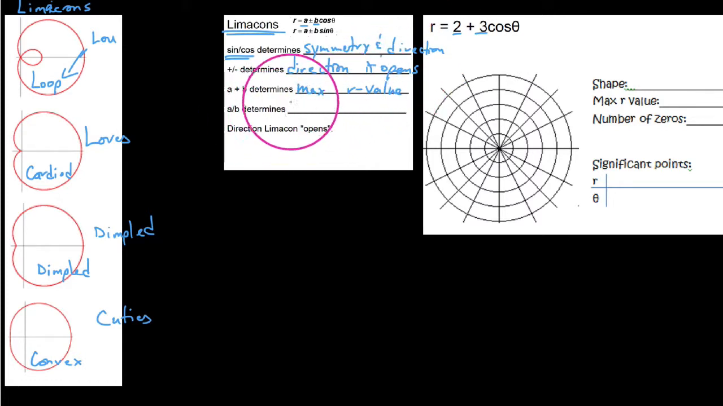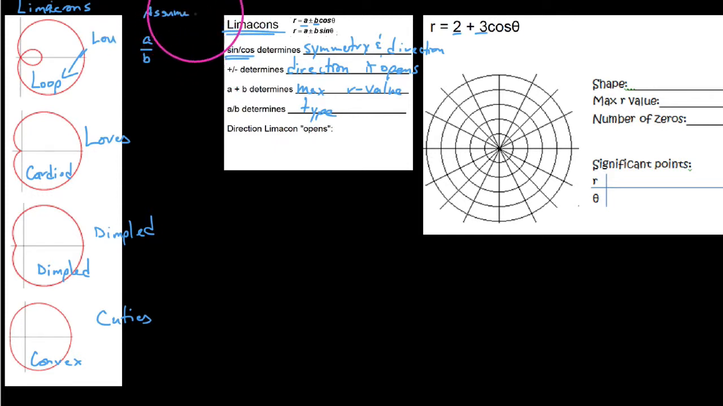Now this is the interesting thing about it. A over b determines the type of limacon. When I say type, I really am referring to these over here. So we're always going to remember it in this order: Lou loves dimpled cuties, or loop, cardioid, dimpled, convex. And what you want to write on your paper is how a compares to b. Again, we're assuming a and b are positive.